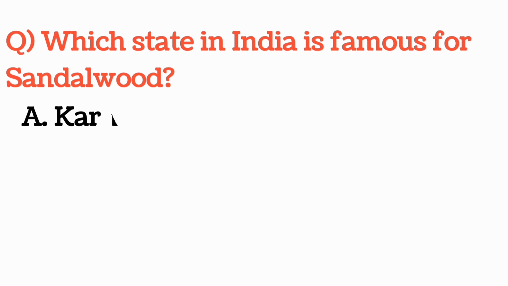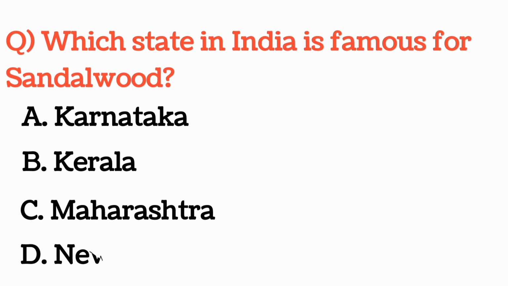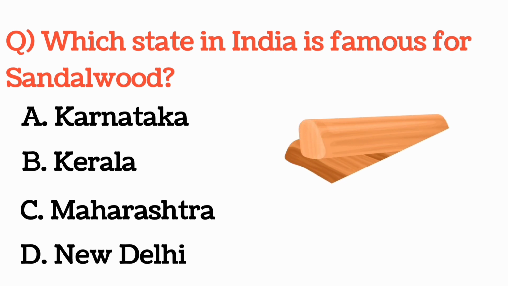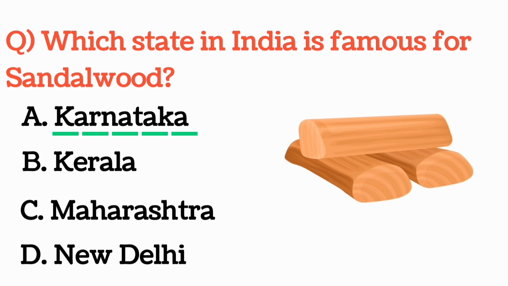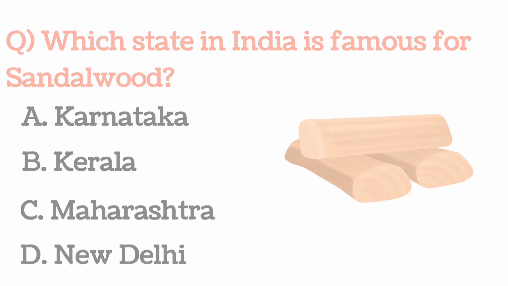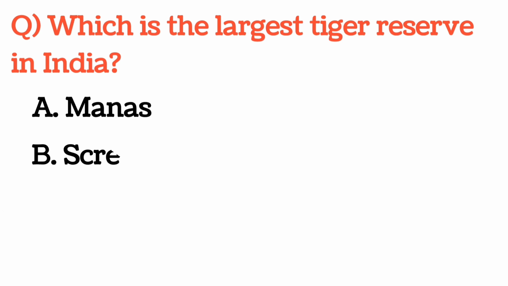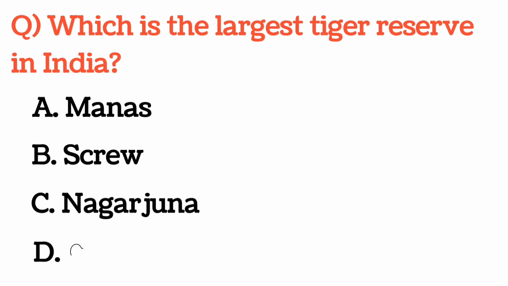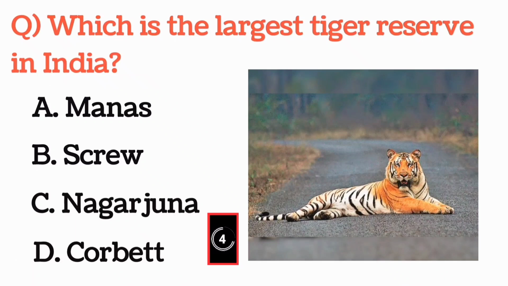Which state in India is famous for sandalwood? And the correct answer is Karnataka. Which is the largest tiger reserve in India? Answer is Corbett.